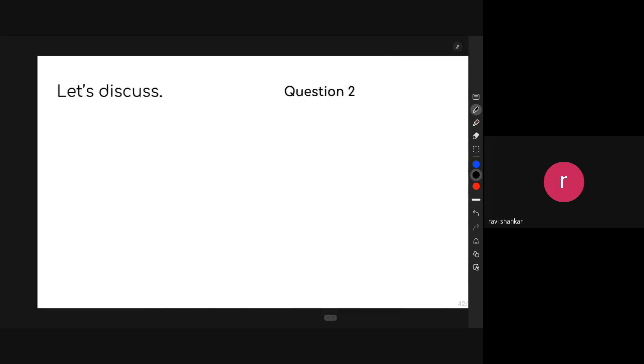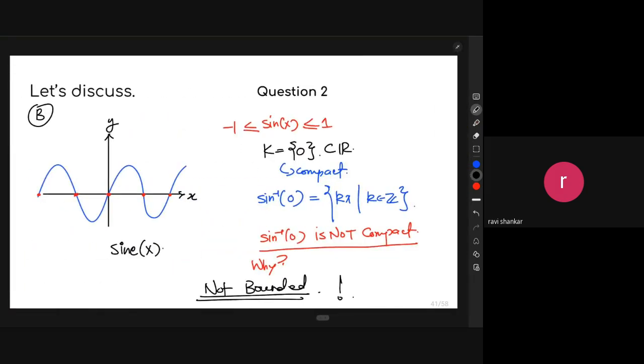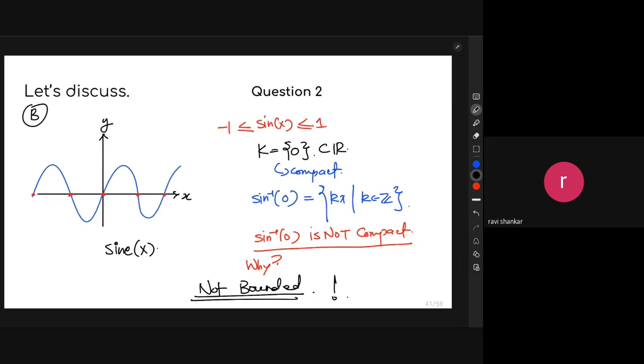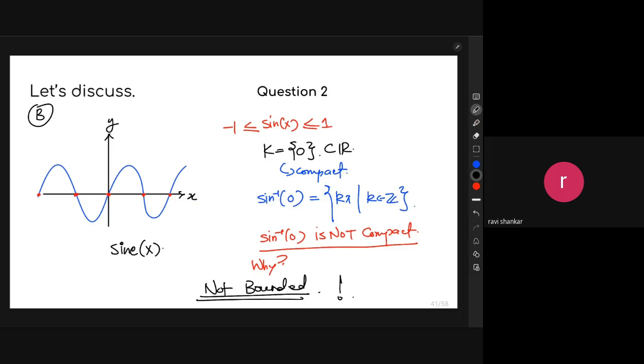Any question on that? So for this function it will be true, but what if I take any other function? I will take another function for which the image of a compact set is not going to be compact.